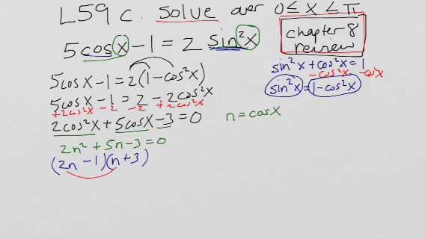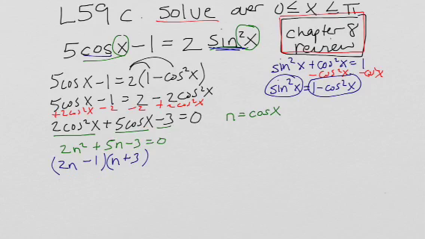2n times n is 2n squared, and 2n times 3 is 6n, and negative 1 times n is negative 1n, and 6 minus 1 is 5n, which is our middle term there. And then negative 1 times 3 is negative 3, which is our last term. So this is really correct.